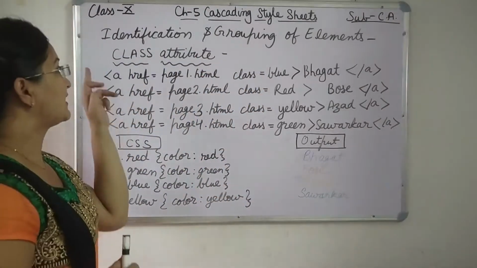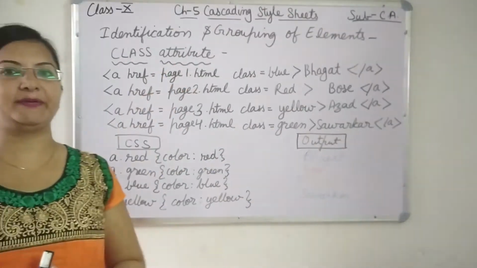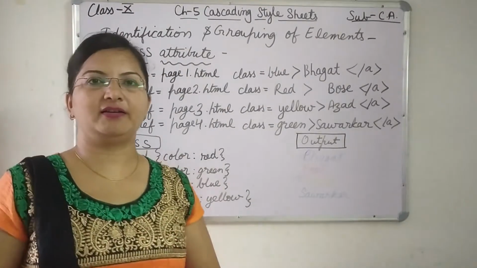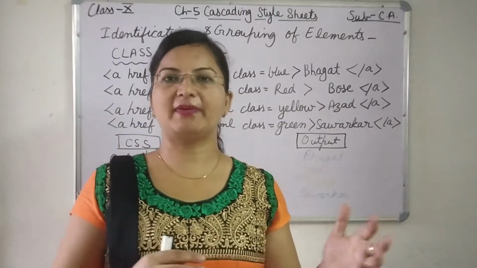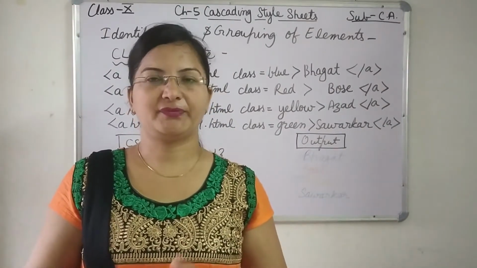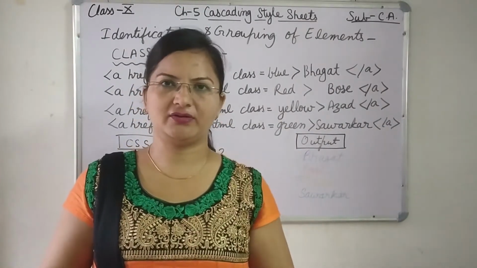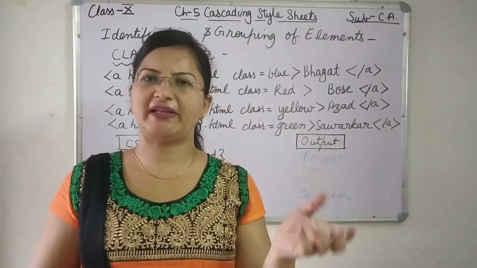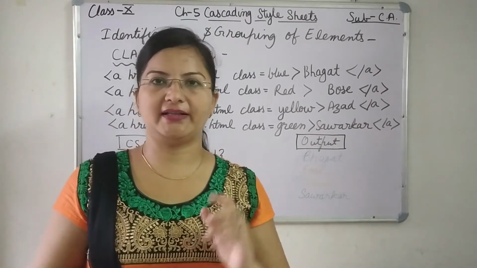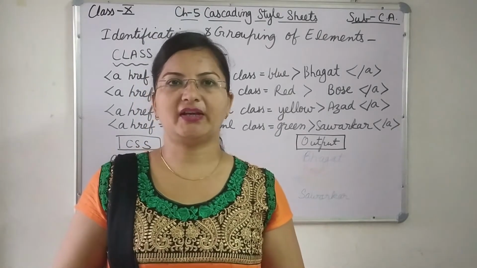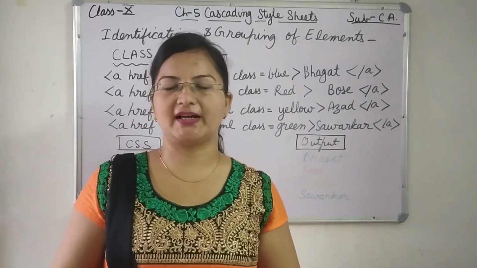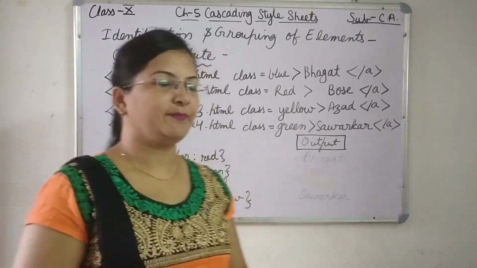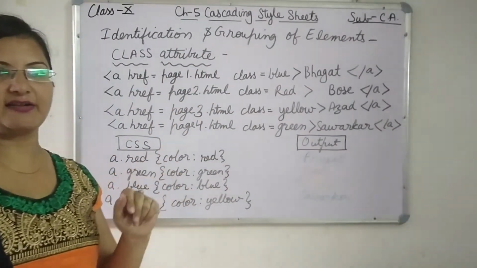We have class attribute for grouping. We will create a same class, like if we want some links to be displayed in red color, then we can take a name red, or we can take any name like red color, or simply R, or anything else, any text. Okay, we can give a name to that particular class, and the same class we will apply wherever we want red color. So let's see how we can use class attribute.